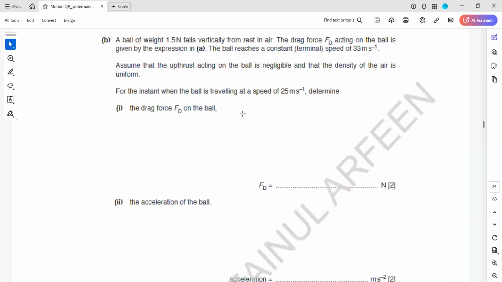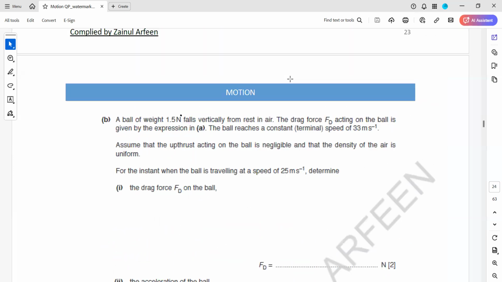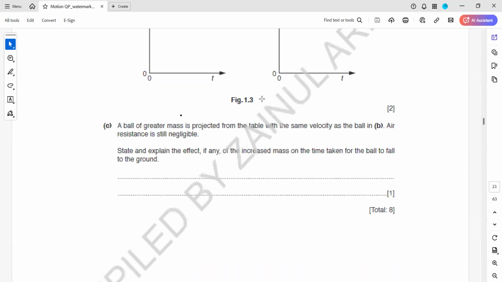Page 24, any doubt? Page 24, actually part B you cannot solve. Reason why you cannot solve? Because the formula for part B was there in part A, which is missing. So you cannot solve part B1. Part B, B1 and 2 you cannot solve because the formula is given in part A, which was not copied. That's why you cannot.